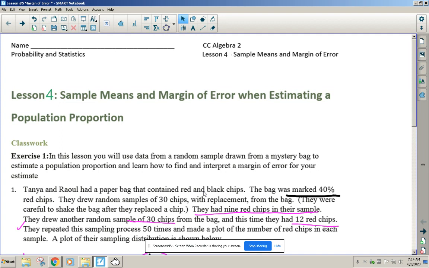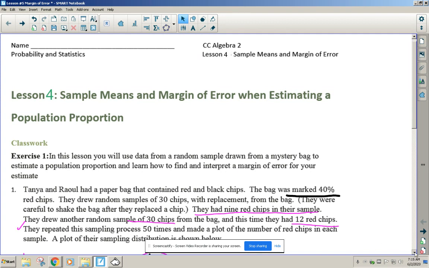So this first classwork example, we have Tanya and Raul with this paper bag that has chips, and the only thing we know is that the bag is marked 40% red chips. So they draw a sample of 30 chips, and then they replace them. And every time they draw their 30 chips, they count how many red, and they had 9 red chips the first time they drew them. Then they drew another sample of 30 chips. Now they have 12.